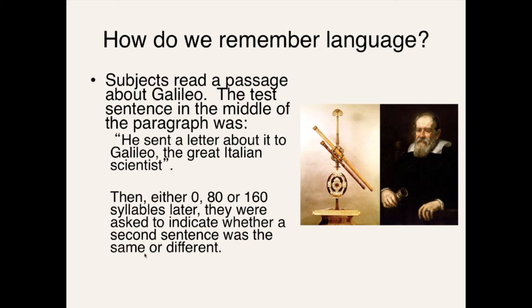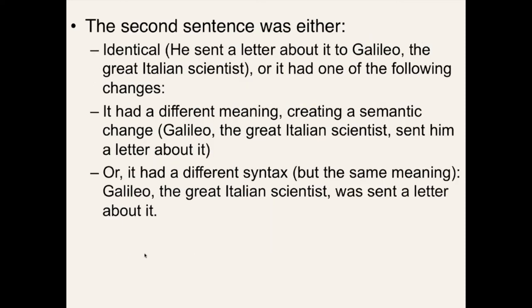Italian scientist." Then, either 0, 80, or 160 syllables later, they were asked to indicate whether a second sentence was the same or was different. The second sentence was either identical or it had a different meaning, creating a semantic change. For example, "Galileo, the great Italian scientist, sent him a letter about it." Or it had a different syntax, but the same meaning. "Galileo, the great Italian scientist, was sent a letter about it."